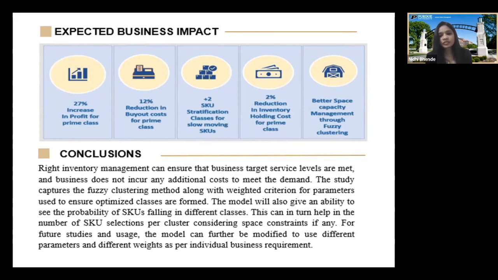Apart from that, instead of having just 3 classes, we can increase the number of classes so that slow-moving and non-moving inventory can be managed separately. Right inventory management can ensure that the business can reduce unnecessary overhead cost while improving the service levels for the end customer. With the weighted fuzzy clustering model, we can not only ensure an optimized SKU stratification method, but it also gives us the probability of SKUs falling in different clusters, which in turn can help the business better manage the space constraint if there are any.